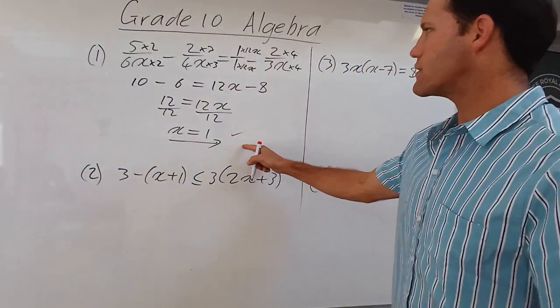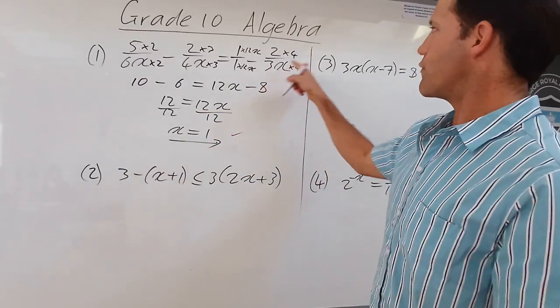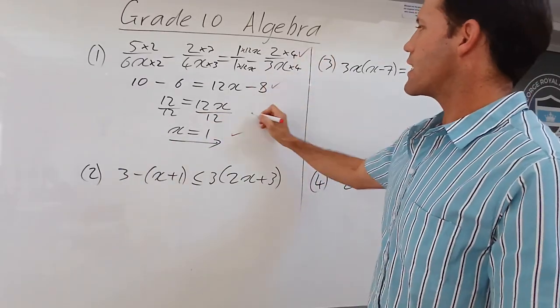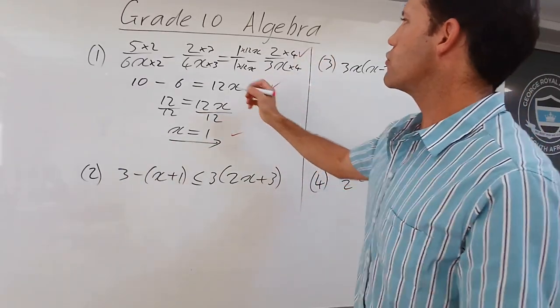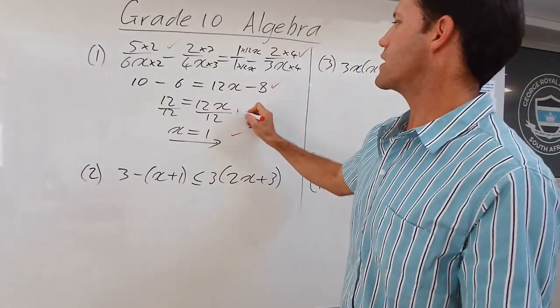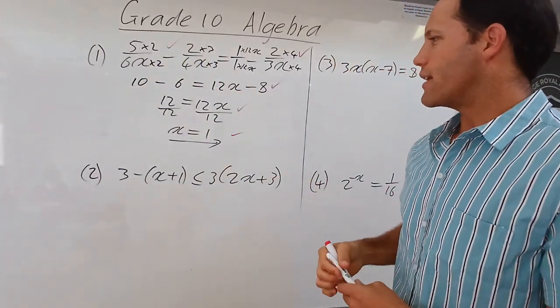1 mark for the answer, 1 mark for the first step, obviously. Getting it like that. You can probably give 2 marks, 1 for this side and 1 for that side, and then 1 for the answer. Okay, so that one was 5.